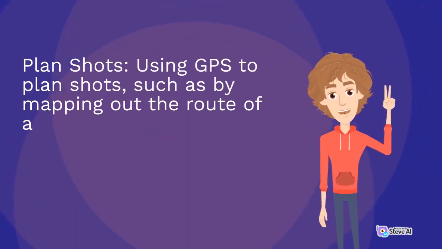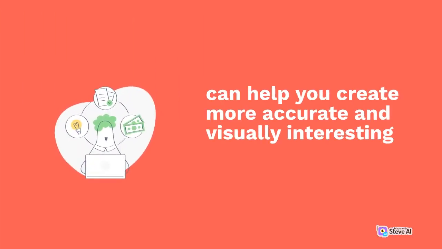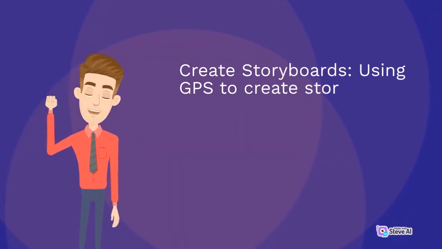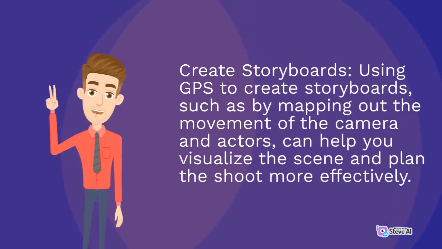Plan shots. Using GPS to plan shots, such as by mapping out the route of a chase scene or identifying the best vantage points for a location shoot, can help you create more accurate and visually interesting scenes. Create storyboards. Using GPS to create storyboards, such as by mapping out the movement of the camera and actors, can help you visualize the scene and plan the shoot more effectively.